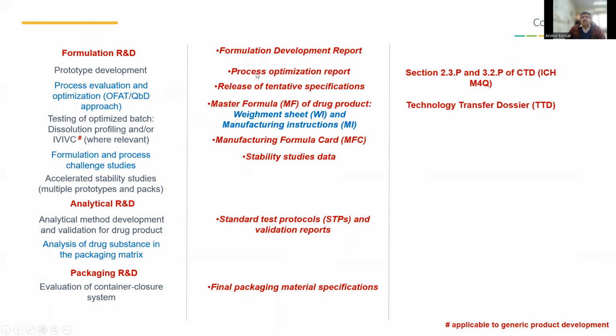The outcomes from this would be the formulation development report, process optimization report, release of tentative specifications, master formula of the drug product consisting of the payment sheet and the manufacturing instructions, manufacturing formula card, stability studies data. Manufacturing card or manufacturing formula card is a brief document which captures the unit formula, the processing instructions of the product in a concise manner.